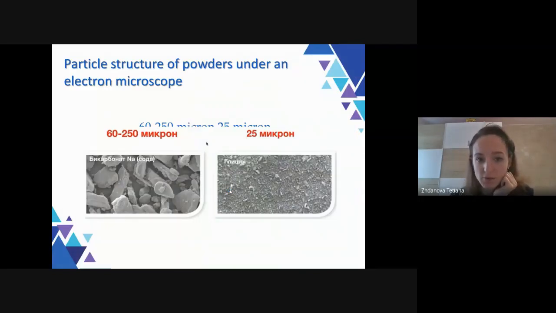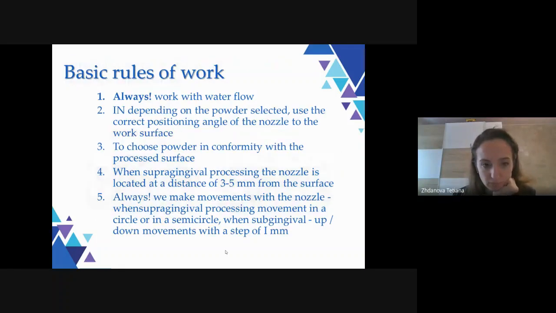Next one, the particle structure of powders under a microscope. So it is sodium bicarbonate, and it is glycine. Basic rules of work: always work with water flow. Depending on the powder selected, use the correct positioning of the angle. And we need to choose the powder in conformity with the surfaces being treated.